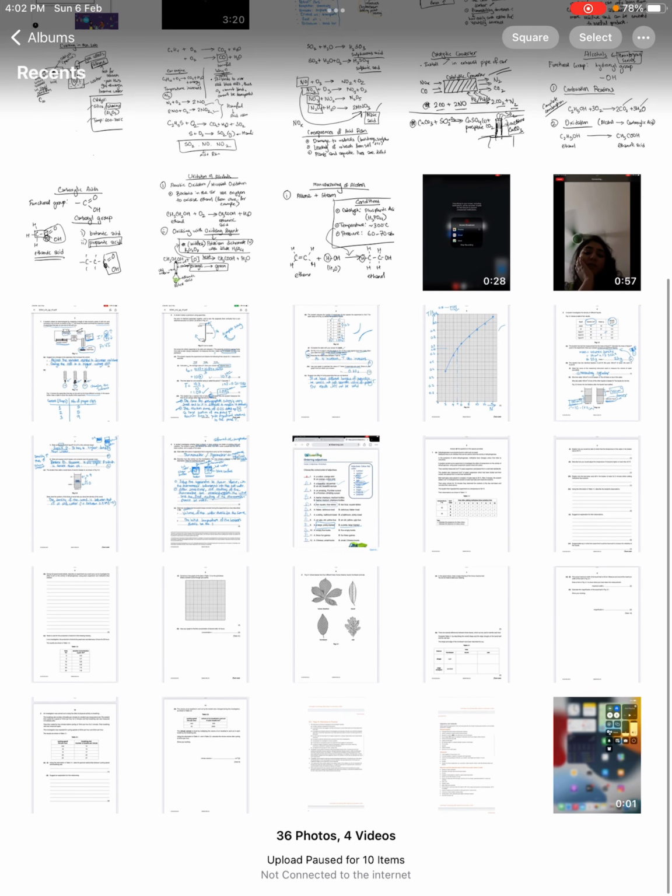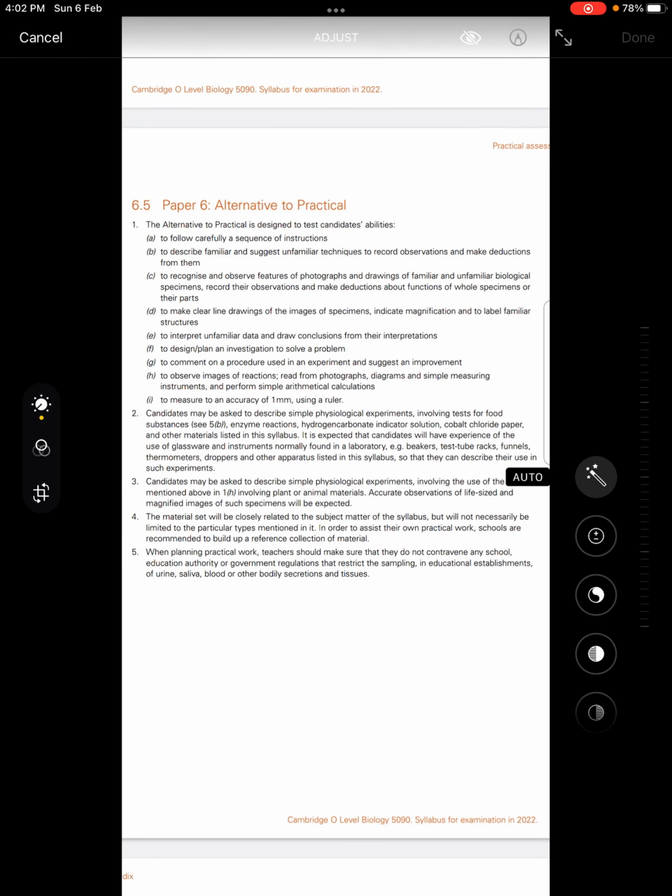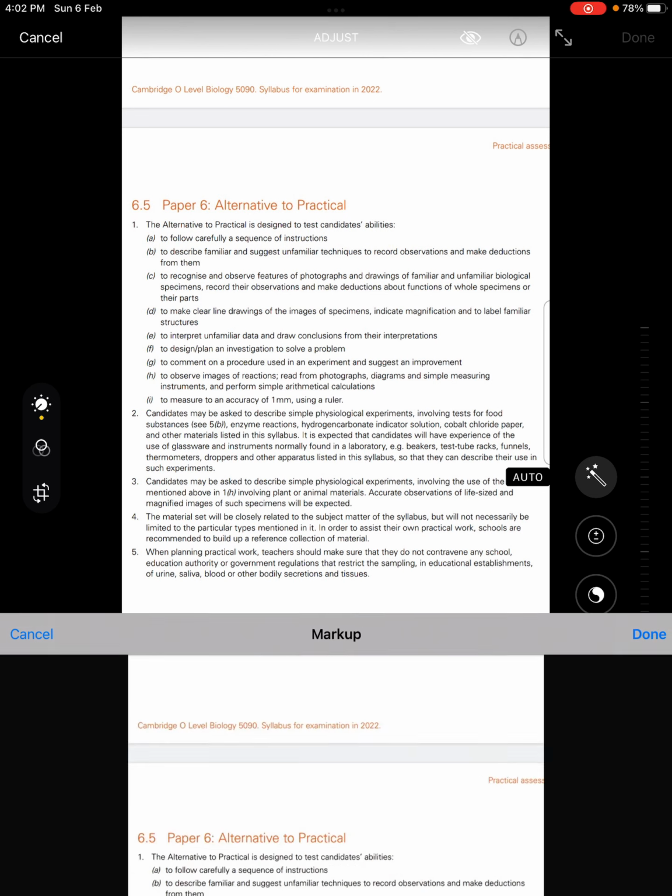Hello, so we are going to start alternative to practical today again, like yesterday. So obviously you can find this in your syllabus, paper 6. So let's look at this together because this is an important part to read.